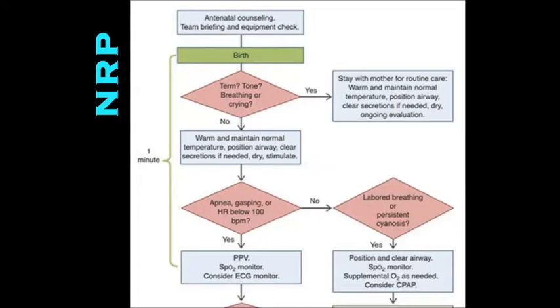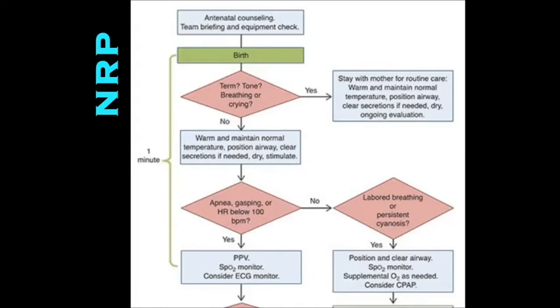So if the baby is term with good tone, breathing, and crying, then we usually go to the routine newborn care. And if the baby eventually, even with the initial steps that you did upon delivery, such as warming, positioning, clearing of secretions, stimulation, and drying, the baby still is apneic with gasping respirations, or the heart rate is below 100 beats per minute, then we proceed to the next step and we administer PPV, or positive pressure ventilation, more commonly known as ambu bagging.